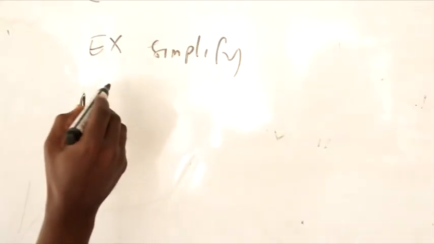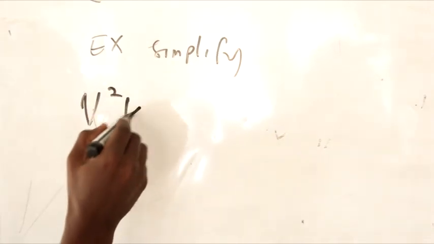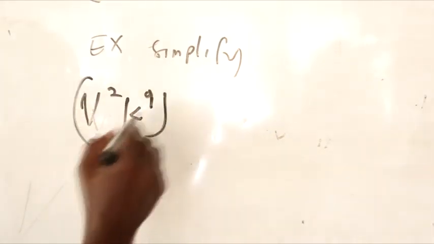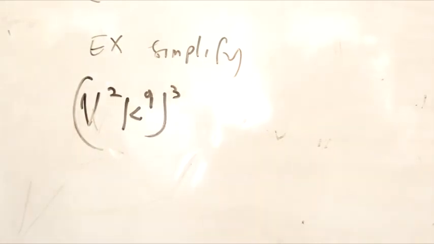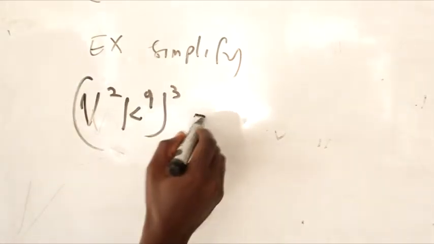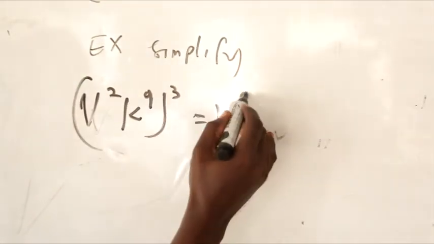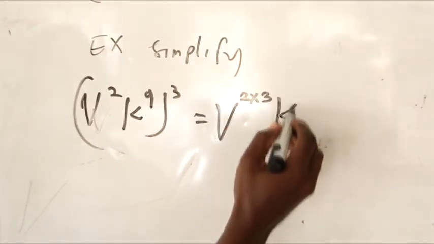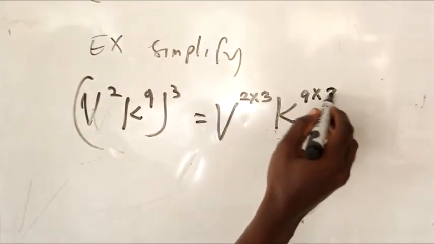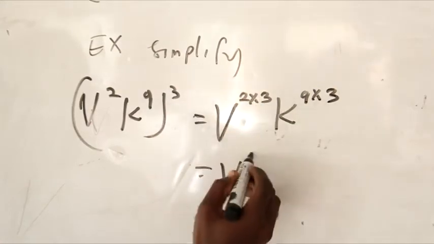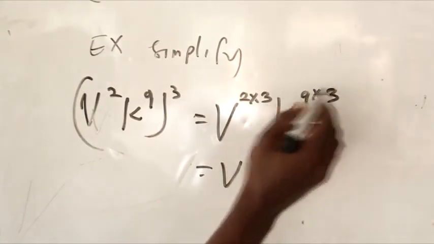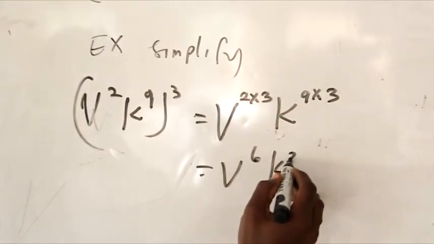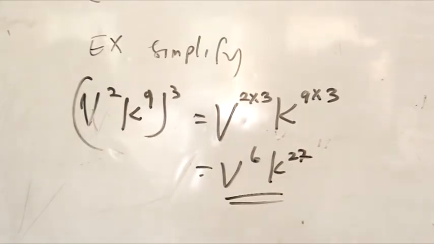v raised to the power of 2, k raised to the power of 9, all raised to the power of 3. So just multiply the powers. This becomes v to the power of 2 times 3, k to the power of 9 times 3. This is v to the power of 6, k to the power of 27. So that is the final result.